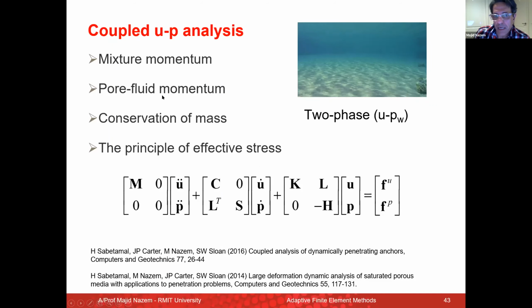So in this kind of analysis, we need to consider the mixture momentum, pore fluid momentum, conservation of mass, and the principle of effective stresses, because we are dealing with a two-phase medium. U stands for the displacements, so U dot and U double dot will be velocities and accelerations. P is the pore water pressure. Now, we should note that in this case, we can't use a total stress soil model anymore, because the constitutive matrix in the stiffness matrix needs to be defined in terms of the effective stresses.